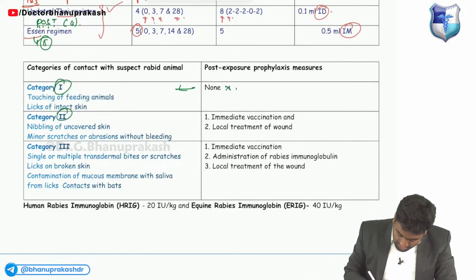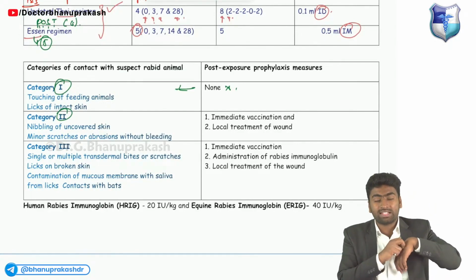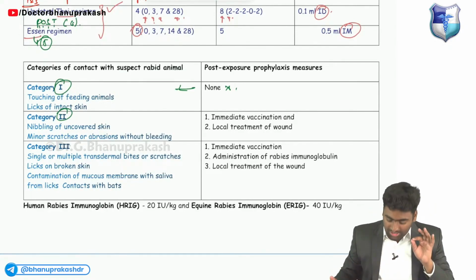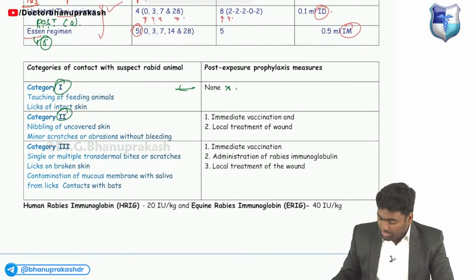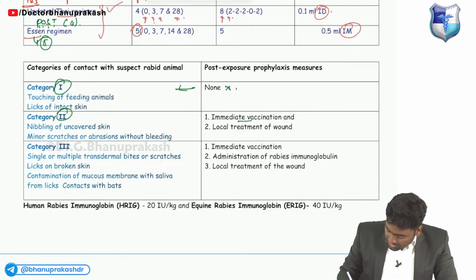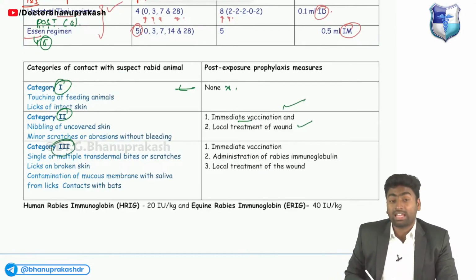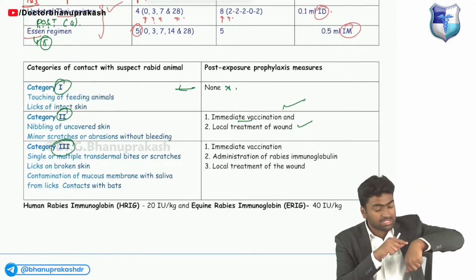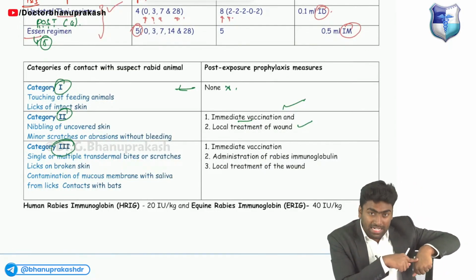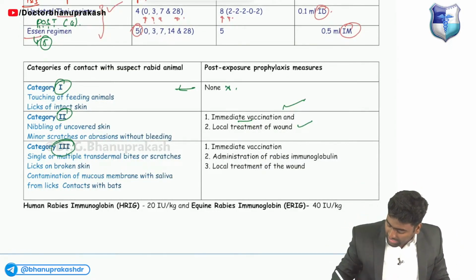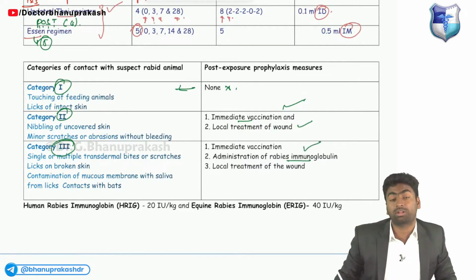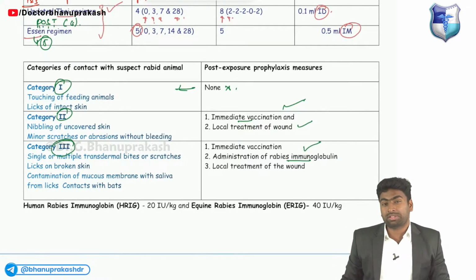Whereas in category 2, it is just minor scratches but not yet bleeding. For these minor scratches, we'll just use the vaccination and local treatment. Whereas in a case of category 3, where you are able to see bleeding, there you will administer rabies immunoglobulin.